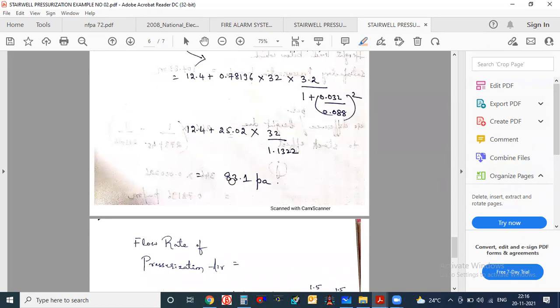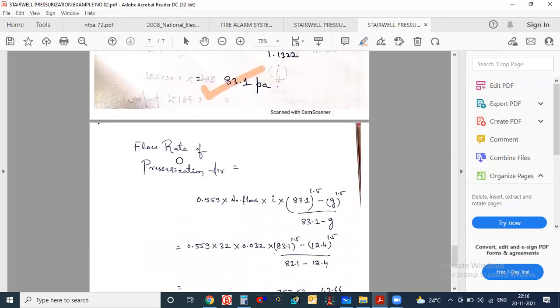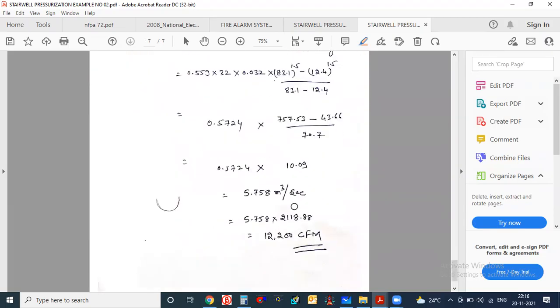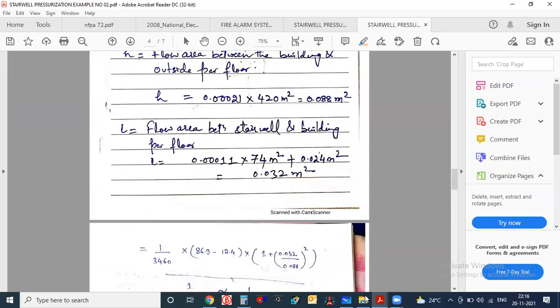And something value you are getting this one. Flow rate for pressurization, how they have calculated the CFM value means with the help of this formula. But here they have written cubic meter per second or CFM. So this is also one of the methods given here.